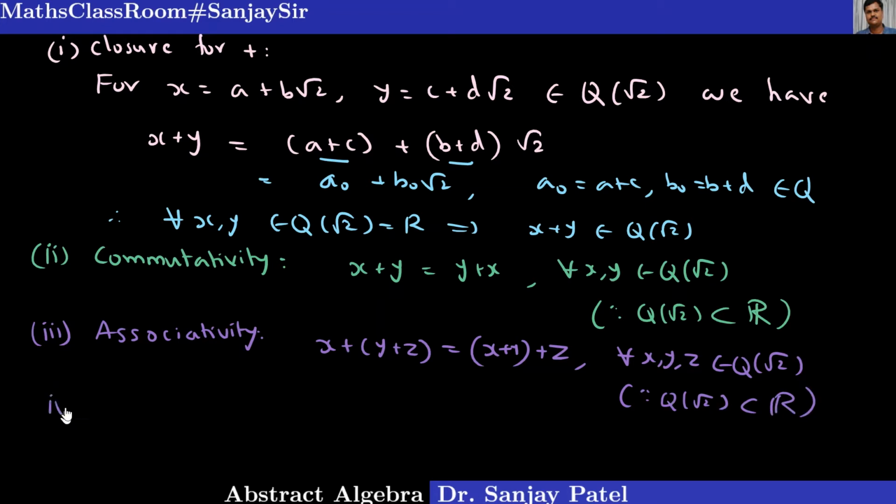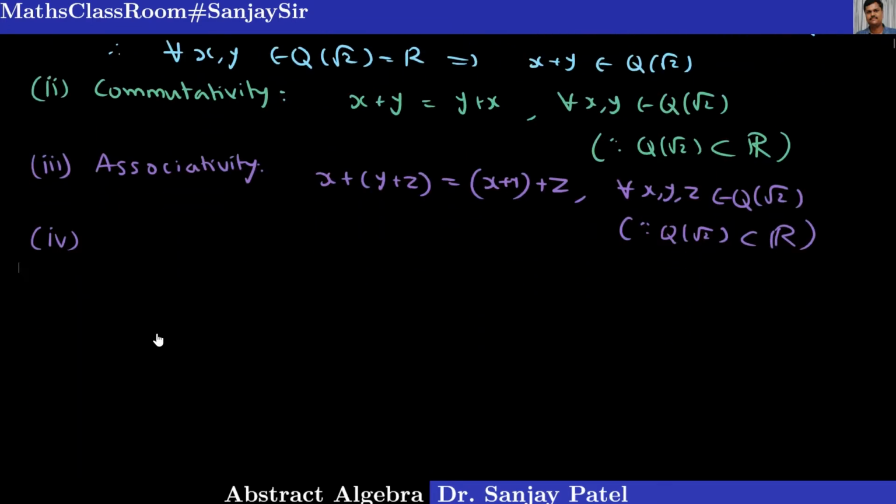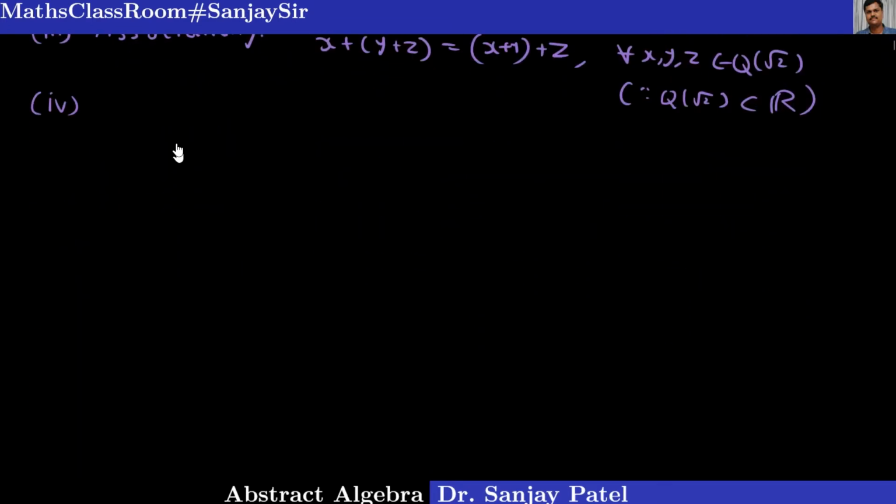The fourth condition is the identity element, or the zero element, of the set Q root 2. So what can be the zero element?